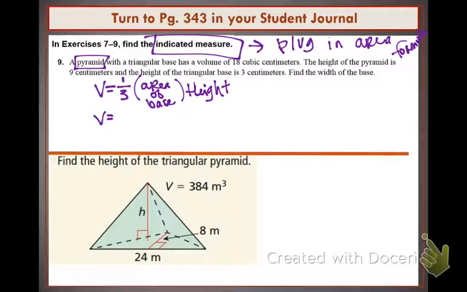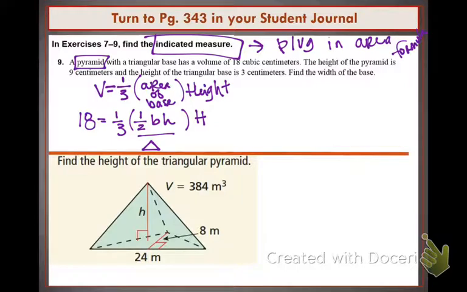So, we're going to plug in everything that we know. Do we know the volume? Yes, what is it? 18 equals 1/3 the area of the base. What shape base do we have here? A triangle. So technically it's 1/2 base times the height. This is the area formula for a triangle. And then it's times the height of the whole pyramid.